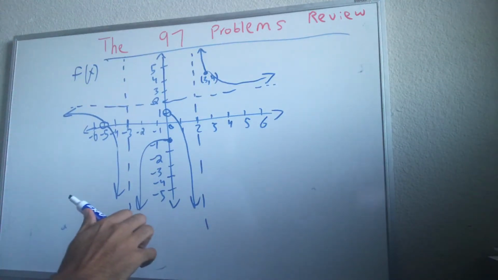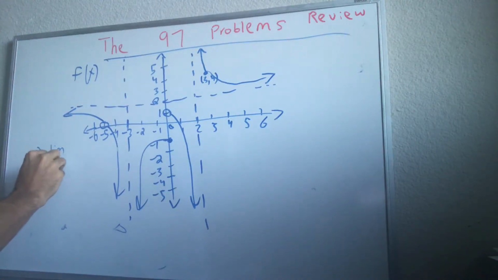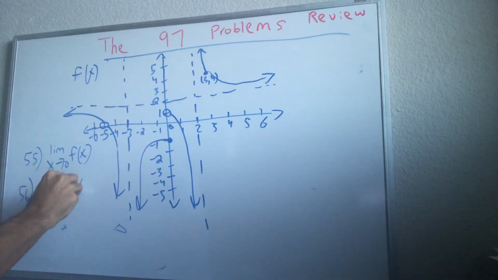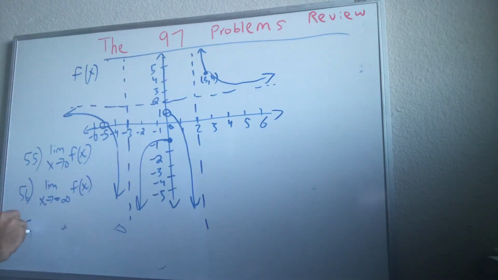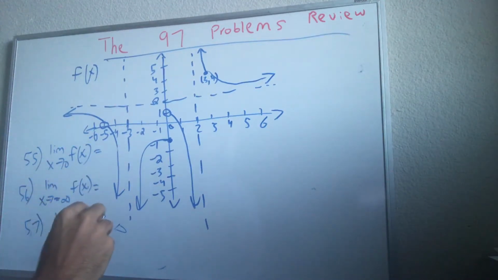Now I have the next 3 here. Question number 55 is limit of f of x as x approaches 0. Then number 56 is limit of f of x as x approaches negative infinity. And then for 57, limit of f of x as x approaches negative 5. So we want to evaluate these three problems.